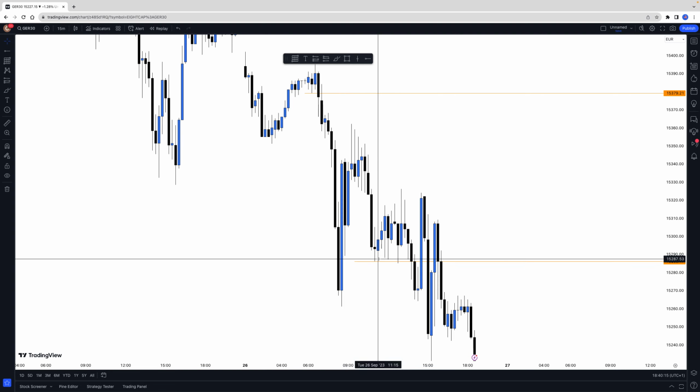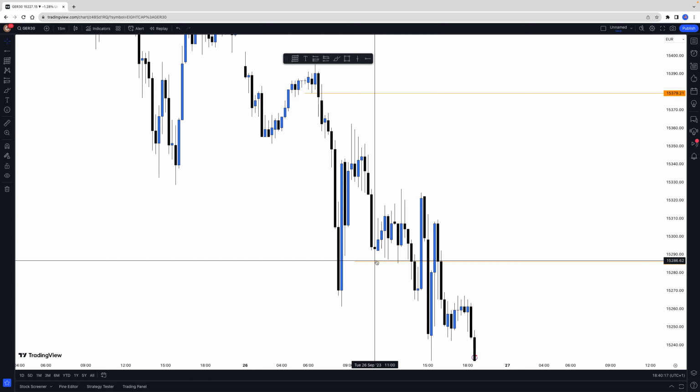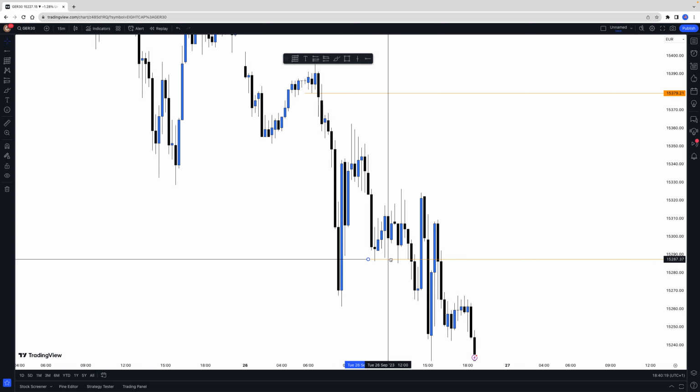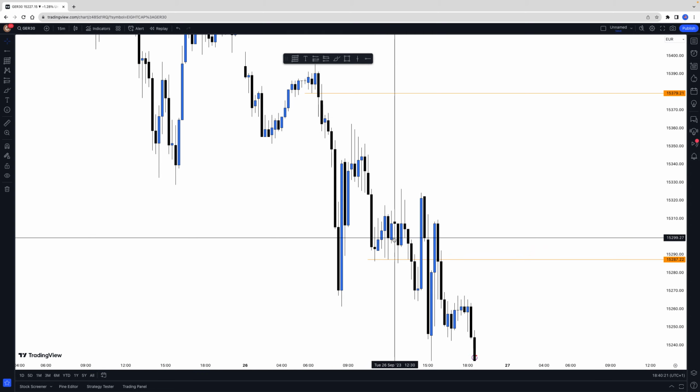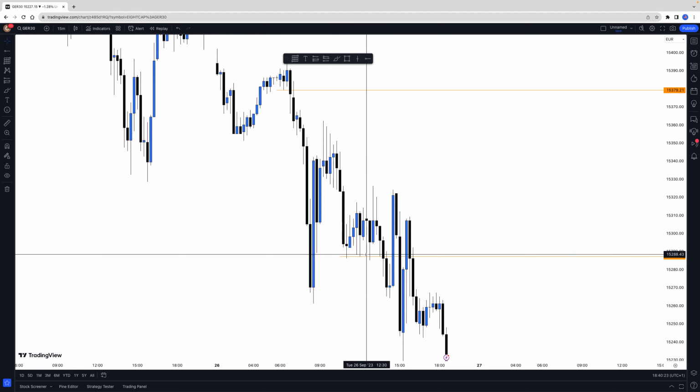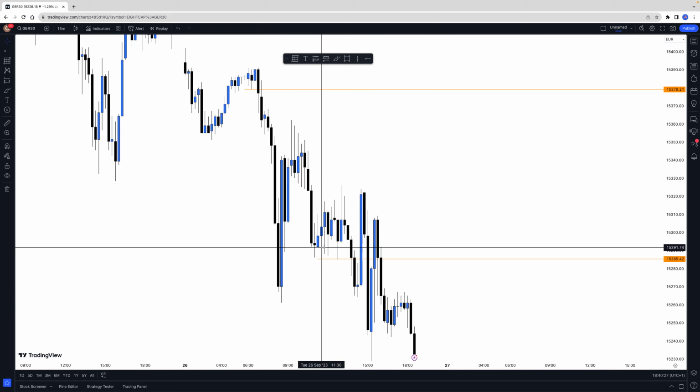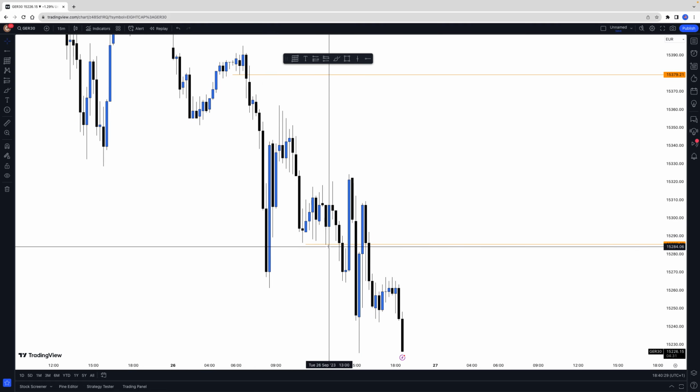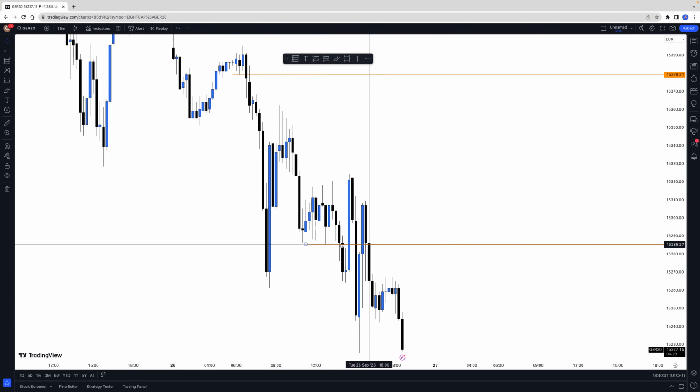Did we create a new low before breaking structure of this one? Yes. We thought this low, black candle down, blue candle up. This one again with a new low. Why? Black candle down, blue candle up. And then this is where we actually broke structure to the downside.